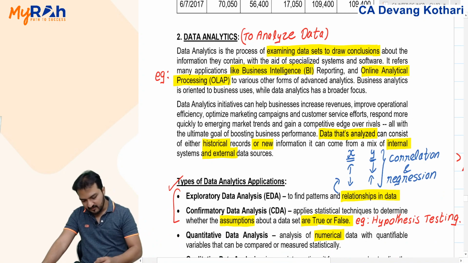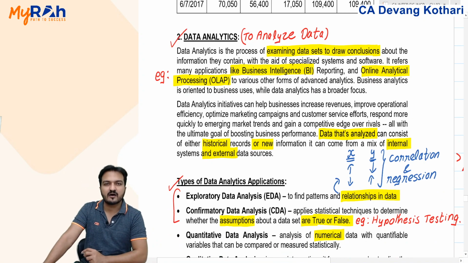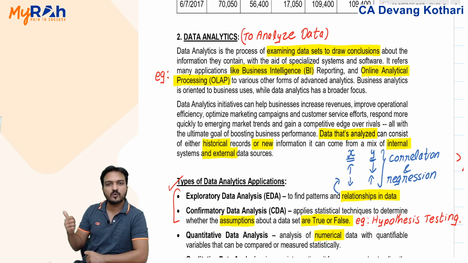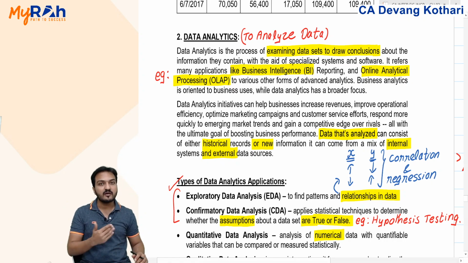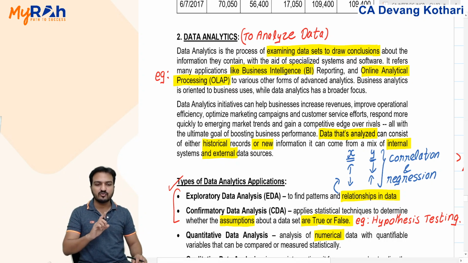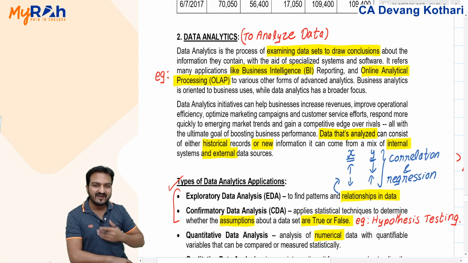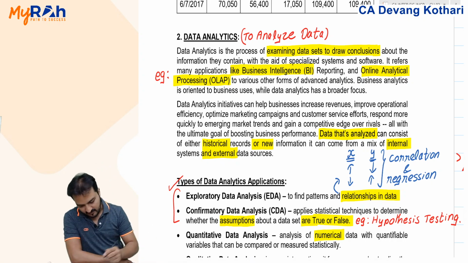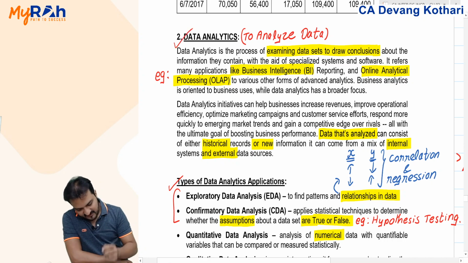Next, data analytics. Data analytics is basically again software for analysis of data. Look, MIS was just reporting software. Data analytics is also a kind of reporting, rather, this is more pertaining to analysis of data. Many different types of software exist that provide you analysis of data. So, data analytics is a process of examining data sets to draw conclusions.